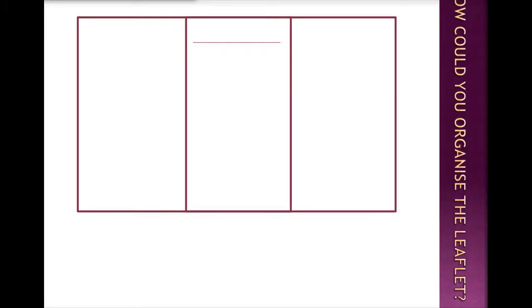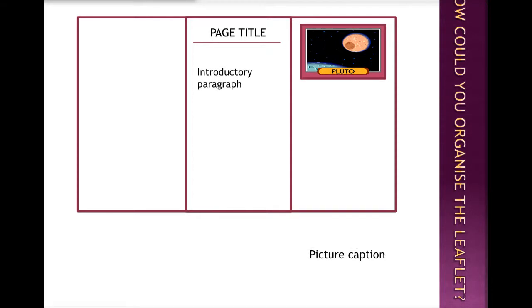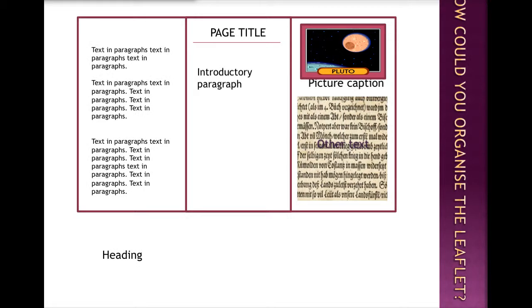And finally, this is what a leaflet would look like. You have the page title, which would go up there, an introductory paragraph, perhaps a picture on another page, a picture caption and other text. On the left hand side you'd have your different paragraphs, a main heading there and a subheading there.